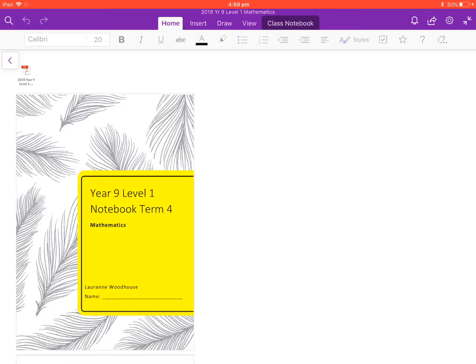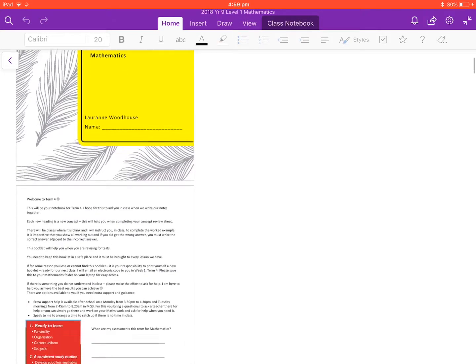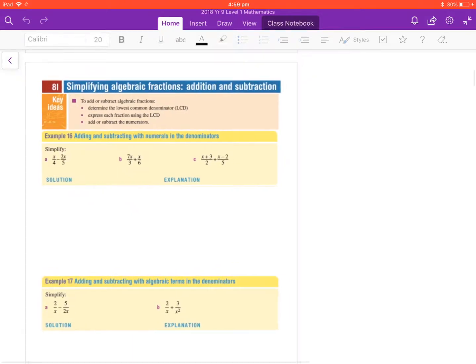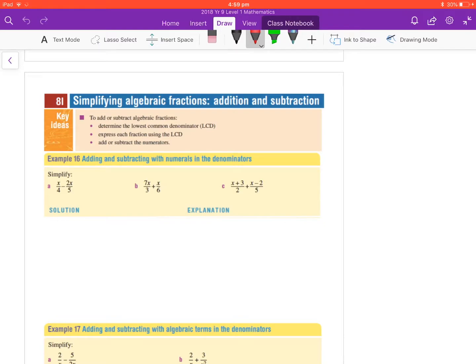Okay, so for today's lesson, you should hopefully have your new notebook to write in, and I'm going to continue with what we were finishing up on last term. Last term we looked at factorising with our algebraic fractions and quadratics. If you need a refresher, please refer to your previous notebook and notes, because it will be part of your exam this term.